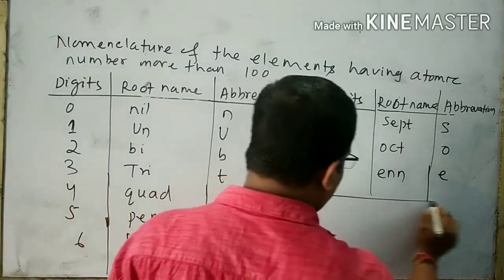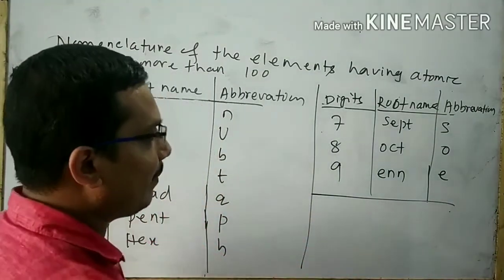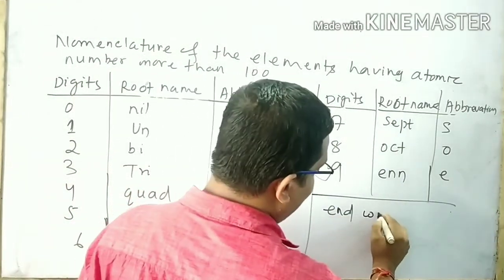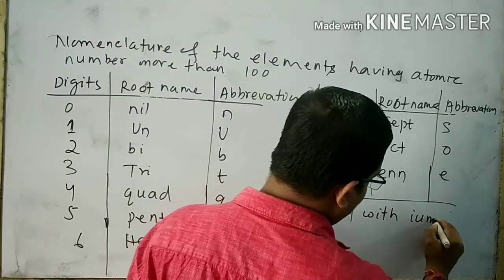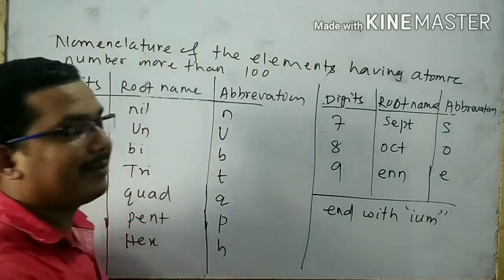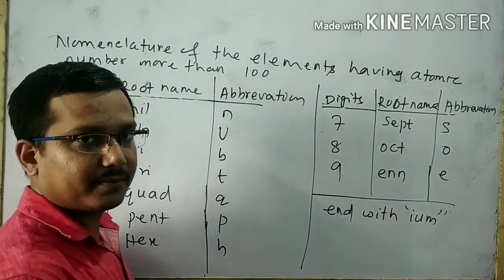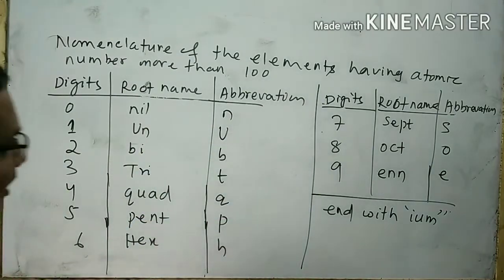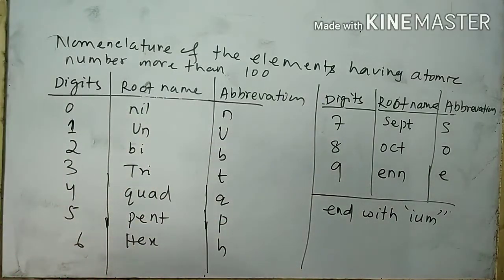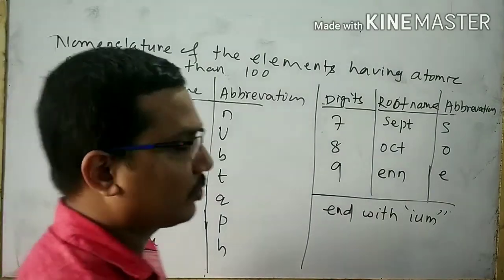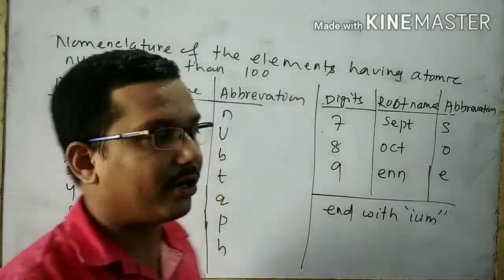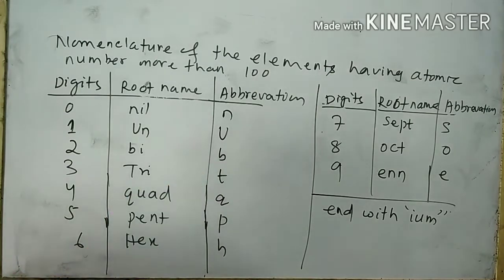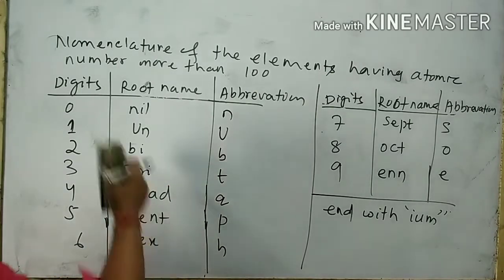Remember one important point. Always the name ends with IUM. Always the name of the element ends with IUM. Remember these points: when I write the name of the elements which have atomic number more than 100, I am bound to use such types of root names and abbreviations.